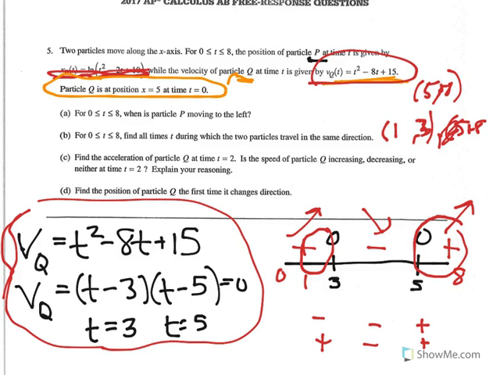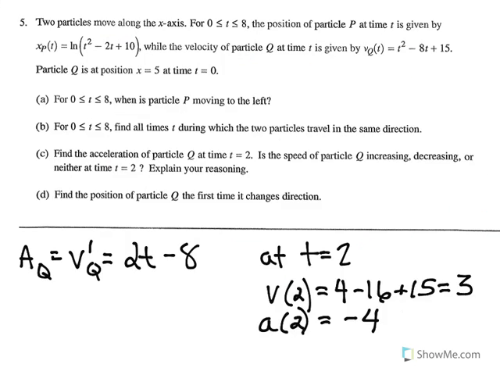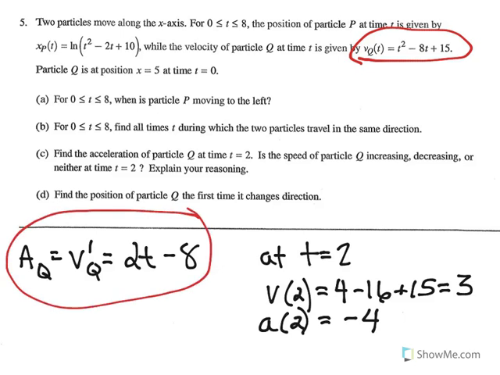Okay, part C says find the acceleration of particle Q at time t equals 2. Well, they gave me the velocity for Q. So the acceleration is just the derivative of velocity. And I found that equation there. And I filled in 2 for velocity and acceleration. I found the velocity at time 2 is 3. And the acceleration at time 2 is negative 4.